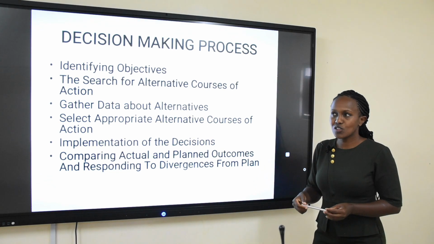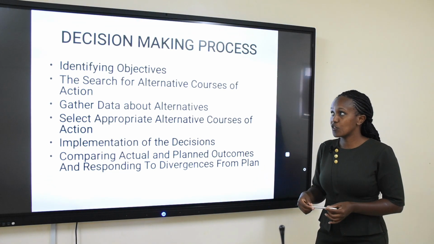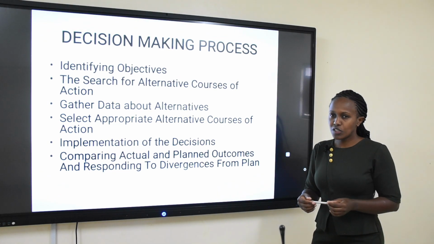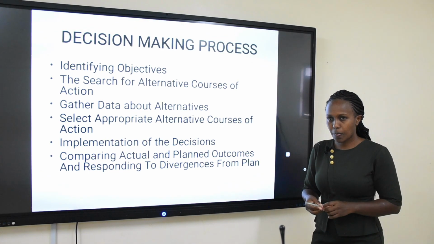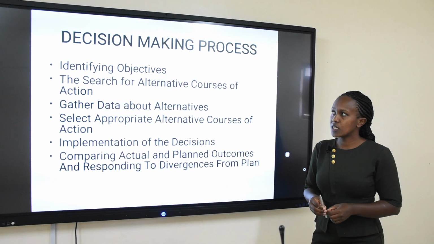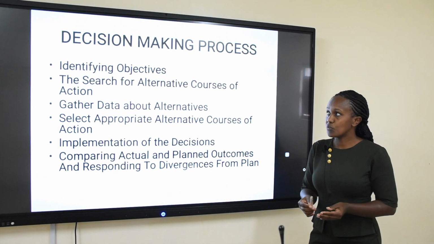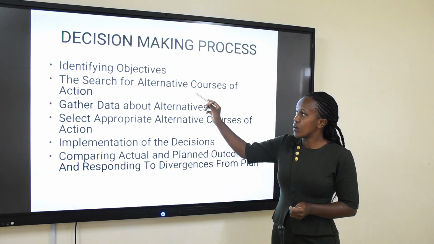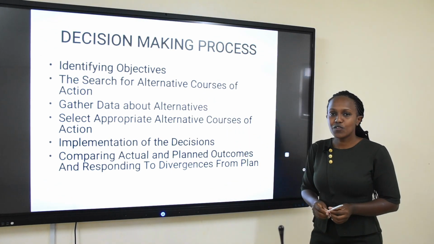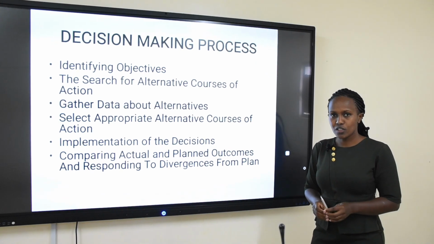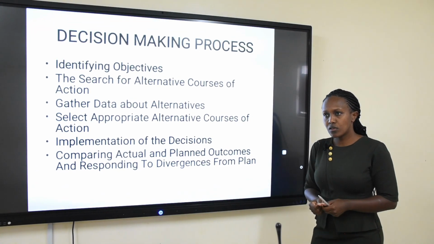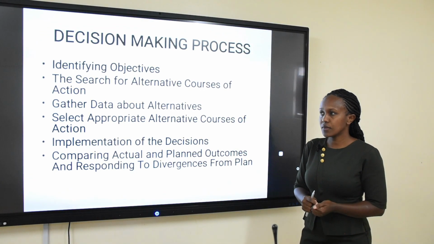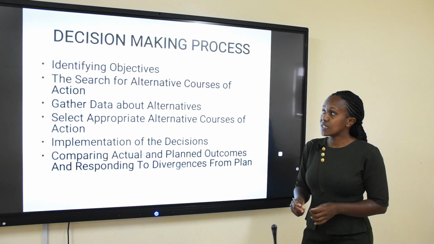When you're making a decision, you have to identify the objective. For example, if the decision is to increase the sales, you have to set that as the objective. Then the second step is to search for alternative courses of action. Different mechanisms or alternatives can be implemented to increase the sales.